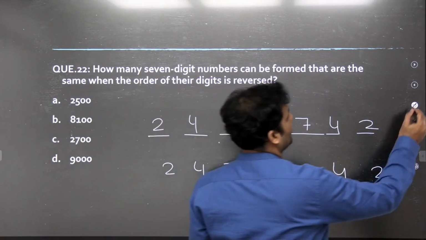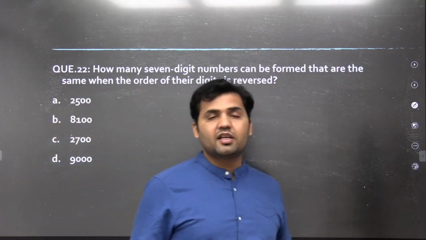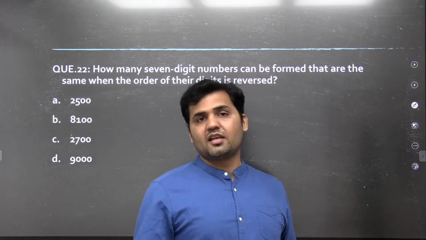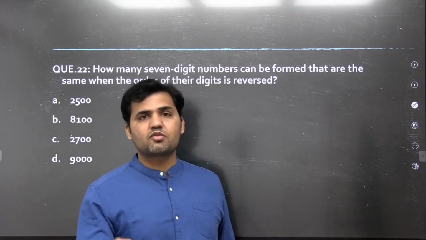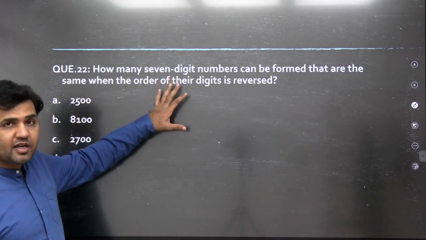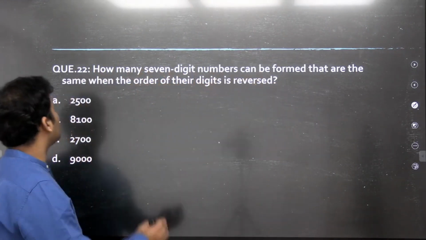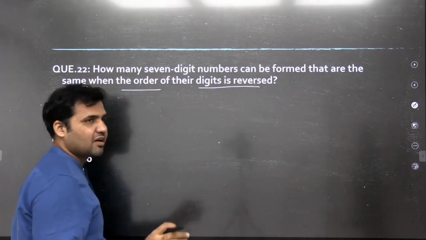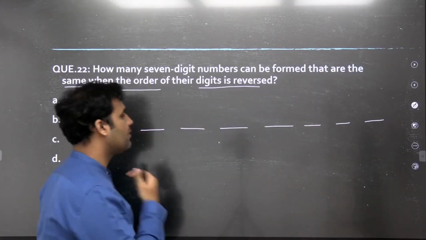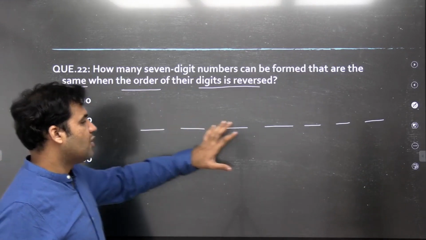Now look at the question. This is a question based on palindromic numbers. The examiner might also directly ask how many palindromic numbers you can make using the digits from 0 to 9, and that palindromic number can be of 3 digits, 4 digits or 5 digits. But here the definition of palindromic is not given. Straight away it is given: how many 7-digit numbers can be formed that are the same when the order of their digits is reversed? That means it's talking about palindromic numbers. So when the order of the digits is reversed, the same number should appear again and it should be a 7-digit number. So guys, you have to start from the unit digit.